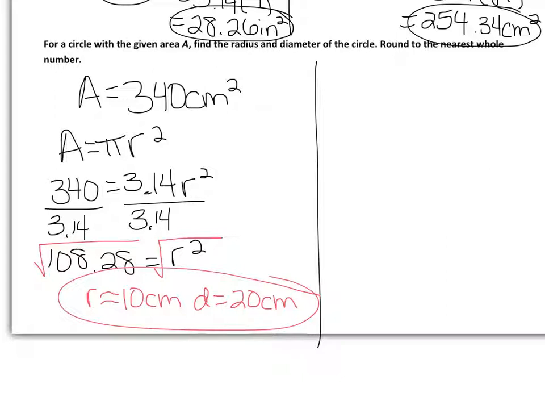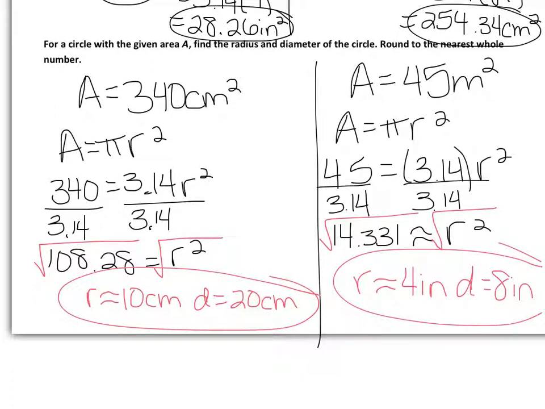So I want you guys to try this one. I want you to find me the radius if the area is 45 meters squared. So go ahead and pause the video, find my radius, and then double it to find my diameter. Alright, well hopefully you got a radius of 4 inches and a diameter, which is twice the radius, of 8 inches.